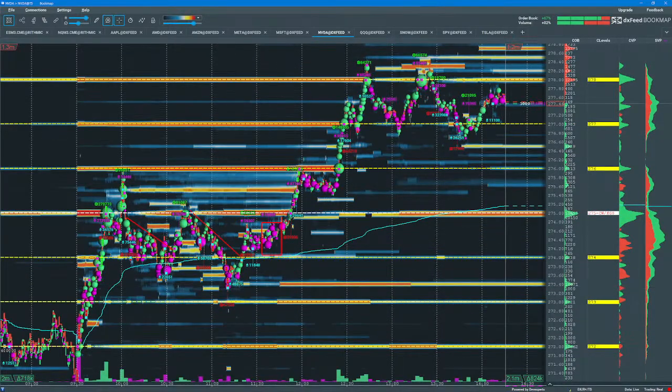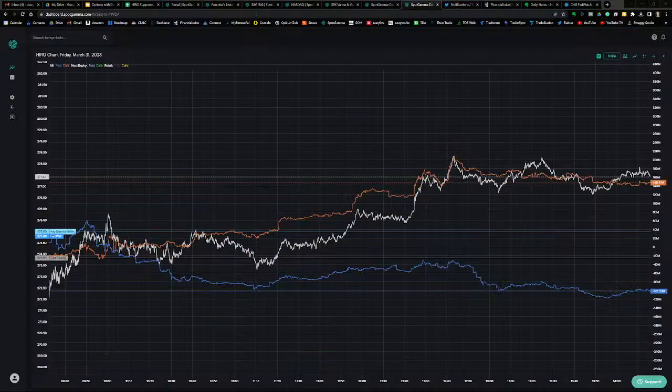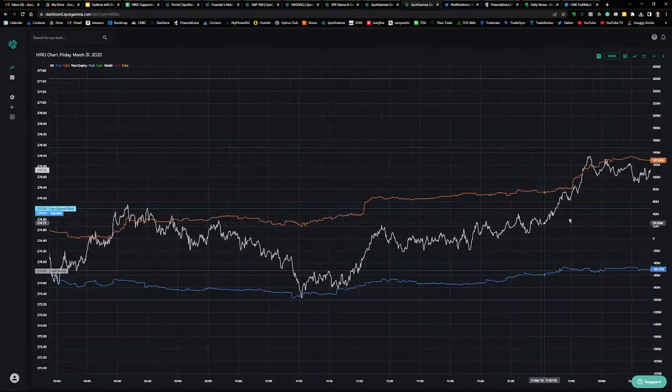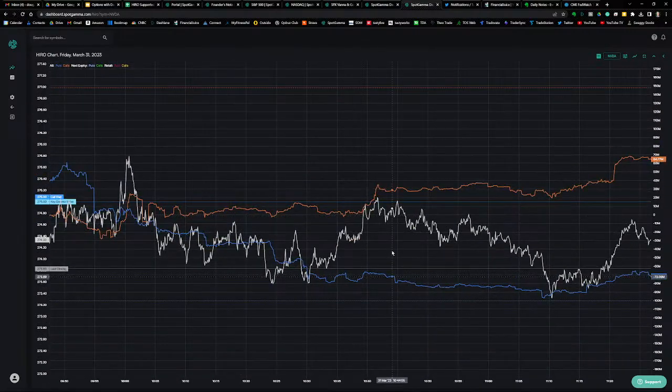Let's take a look at Hero again and focus on that action from about 10 to 11:30. All right, so from 10 to 11:30, traders were buying puts and buying calls. Let's just zoom in on this.